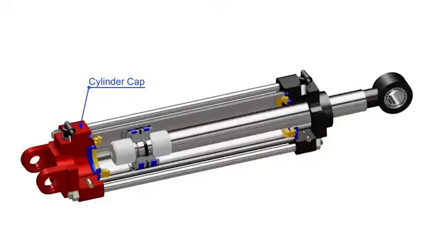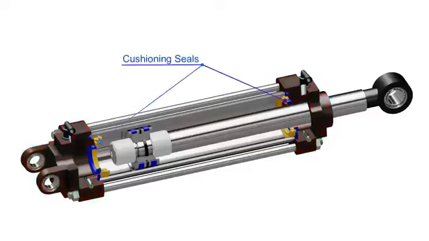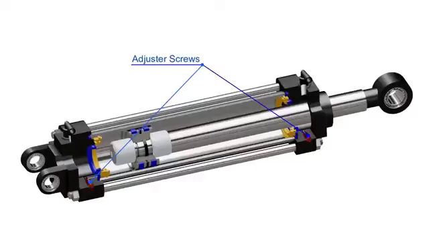A cylinder cap encloses cylinder chamber in one end and the cylinder head encloses a chamber from the other end. Cushioning buffers and seals are installed on respective ends. Captive adjustable cushioning screws are installed on each end. These screws enable user to adjust the optimum cushioning at the end of the stroke.